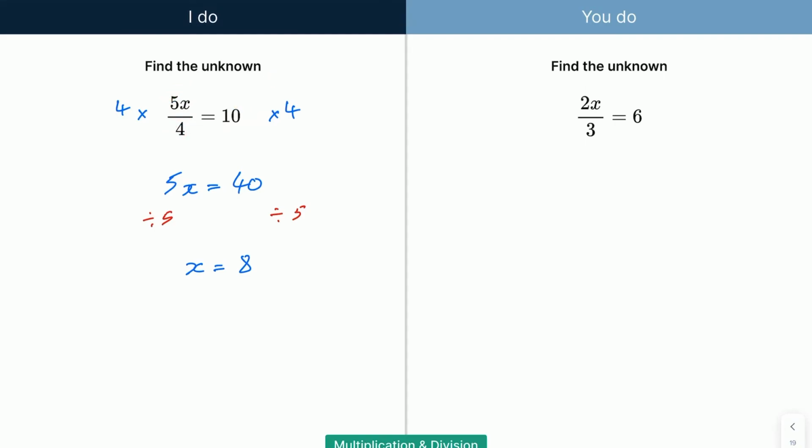So looking on the right, first I'd get rid of the denominator. So times both sides by 3. That gives you 2x is equal to 80. Next, I'll get rid of the 2. Divide each side by 2. That gives me x is equal to 9.